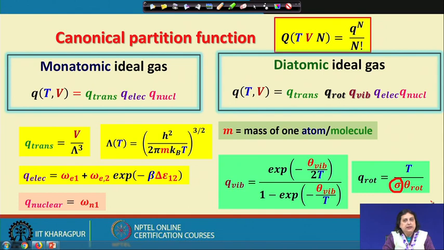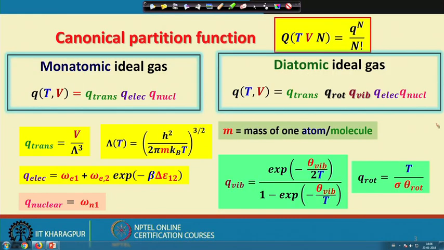So, now with all these in the picture, for a given system, if I have information regarding the characteristic properties like theta rot, theta vibe, and then small m and omega E1, omega E2, delta epsilon 1, 2 and omega N1, depending on whether I have a monatomic case or a diatomic case, I am in a position to calculate the small q's, and correspondingly I am in a position to calculate capital Q. And this is important because all the microscopic information is now contained within the n particle canonical partition function capital Q. So, what do we do next?